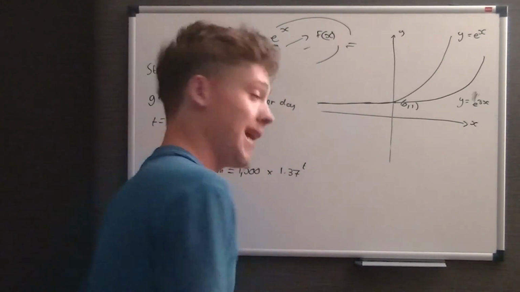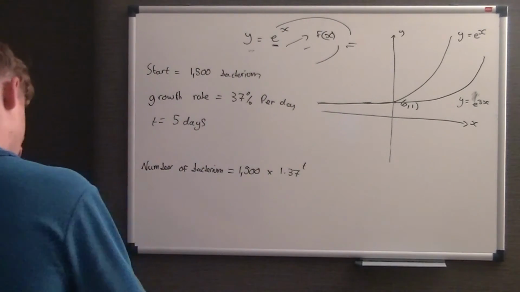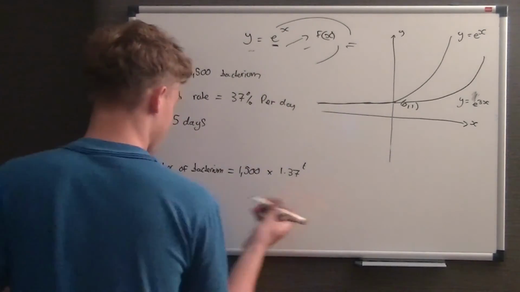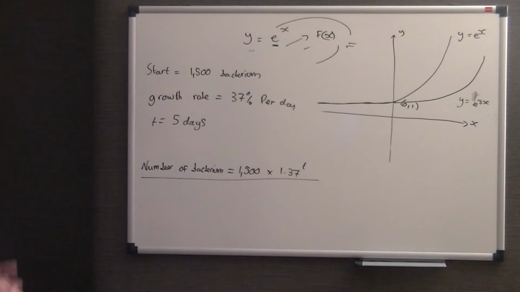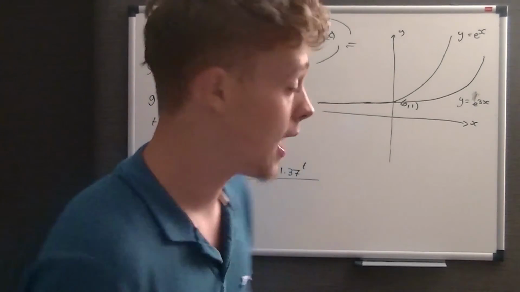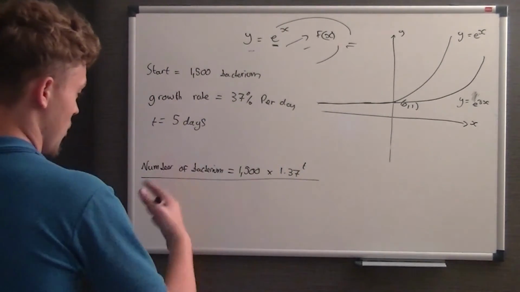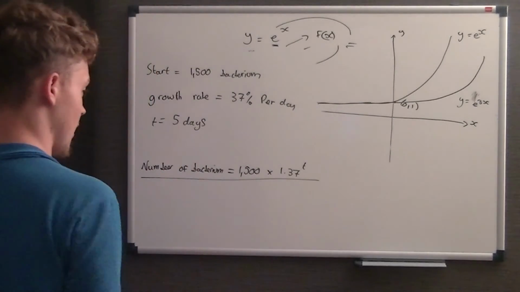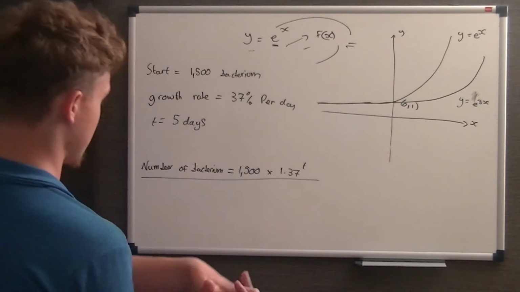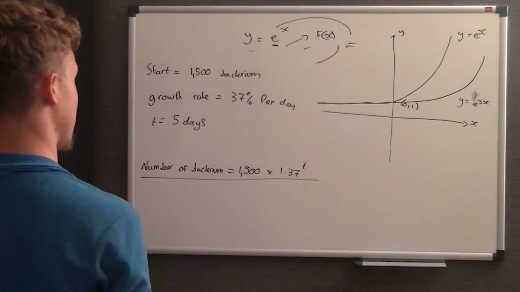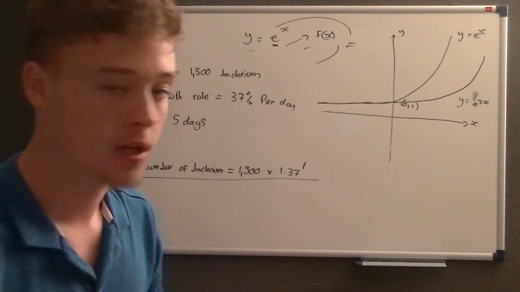Generally, it'd be only e to the power t if it told you that in the question. But if it's asked you to write a formula, that is what you'd write, because that is an exponential graph. 1,500 times 1.37 to the power t. That is an exponential. It's going to look something like our equation up there. So it's an exponential.